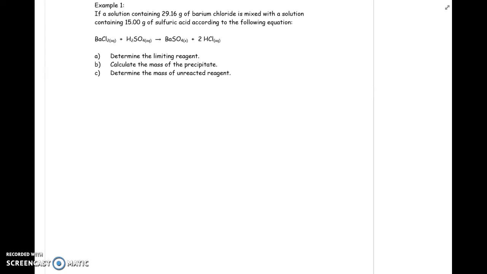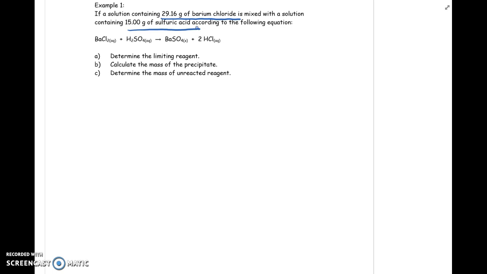Now let's try an example. If a solution containing 29.16 grams of barium chloride is mixed with a solution containing 15 grams of sulfuric acid, according to this reaction, let's try and find the limiting reagent. Now I don't need the question to tell me it's a limiting reagent, because immediately you should have alarm bells going off, ding, ding, ding. I've got too much information.